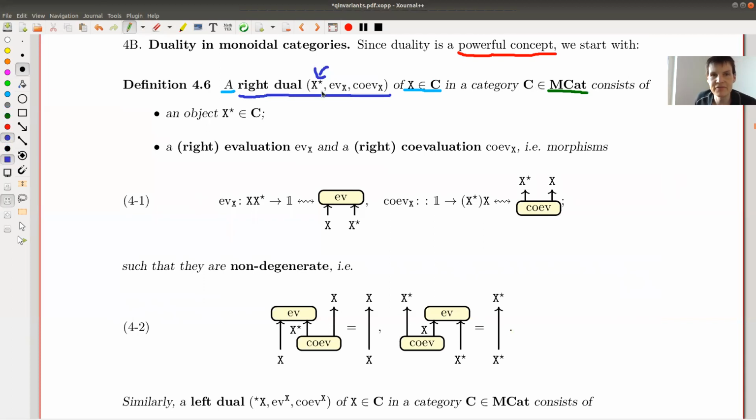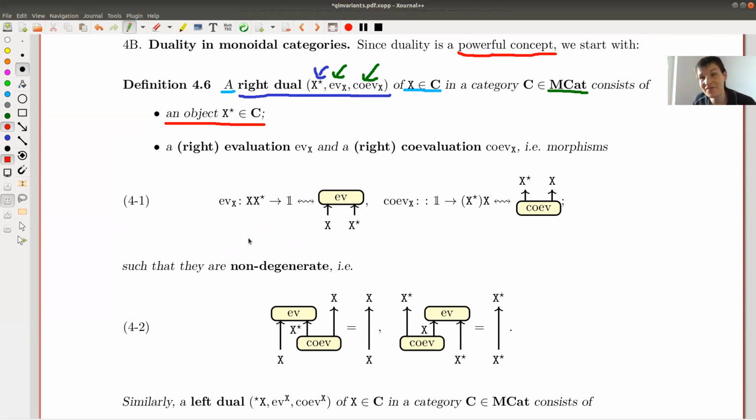Anyway, a right dual is a triple of x, which I denote by x star, to the upper right. But it actually comes with a little bit of extra data. There's an evaluation and a co-evaluation, which I will just draw in pictures in a second. And what is it? Well, it's just an object, another object. And the right evaluation and the right co-evaluation are certain morphisms.